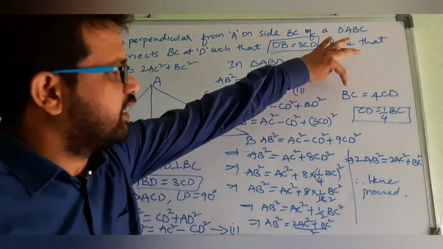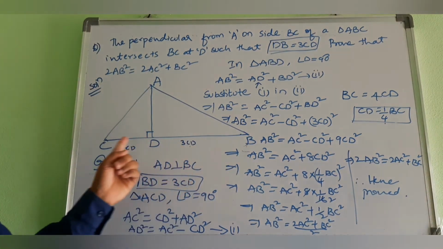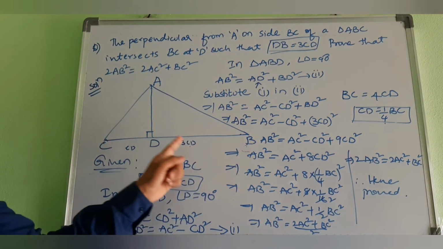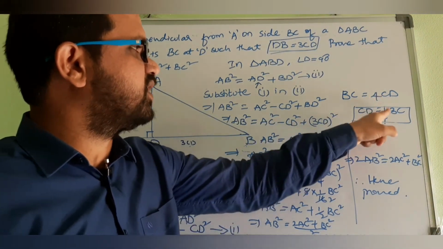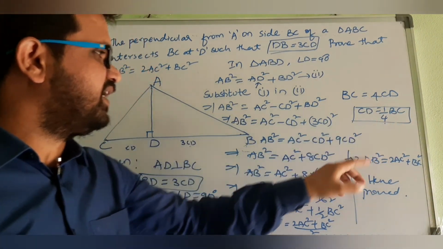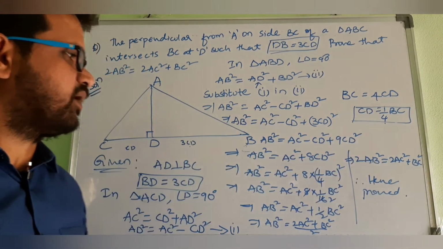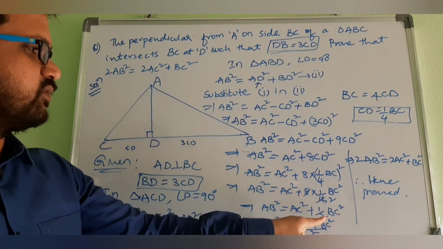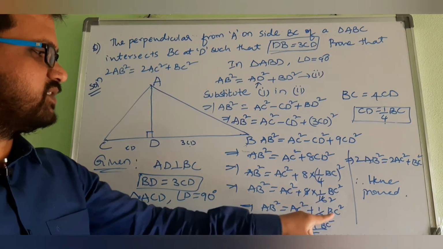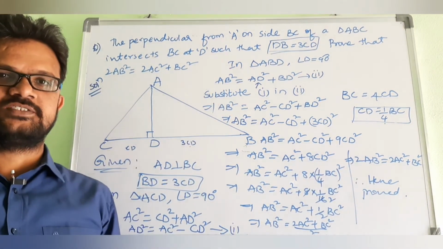So here BC is equal to 4 CD. Why? Because BD is 3 CD, and again one more CD. So BC is equal to 3 CD plus CD, 4 CD. So CD we can write, transposing 4, as 1 by 4 BC. That CD we have to substitute here: 8 into CD, which is 1 by 4 BC whole square. So 1 by 4 squared is 1 by 16. 8 1s are 8, 2s are 16, so 1 by 2 BC square. Then 2 AC square plus BC square by 2, cross multiply and you will get it. Note down this.